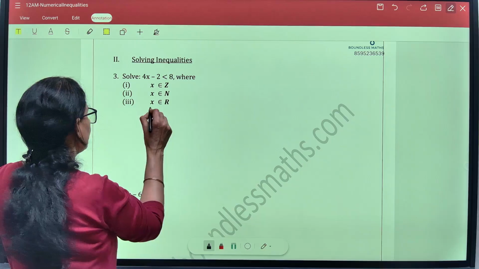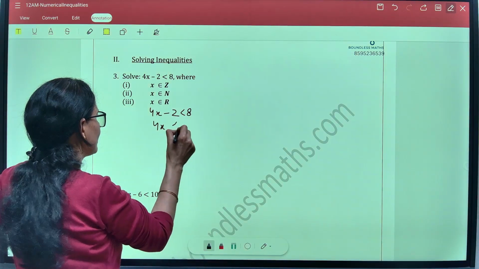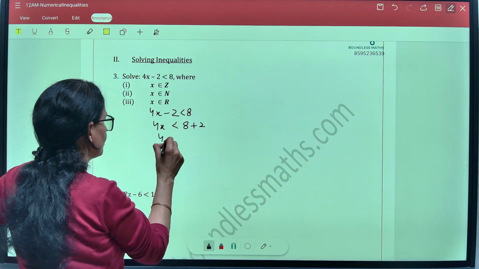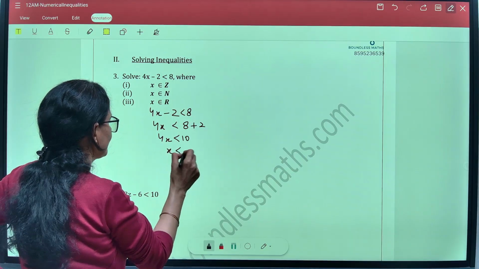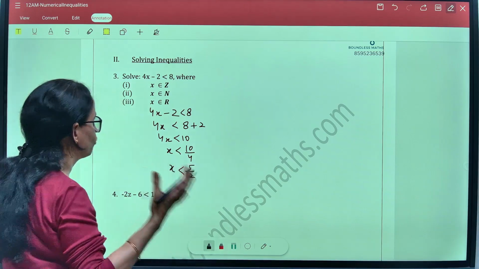The first one is here, very easy. 4x minus 2 less than 8. Just solve it as you solve any algebraic equation, just by transposing. So x is less than 10 by 4. That means x is less than 5 by 2, which is 2.5.